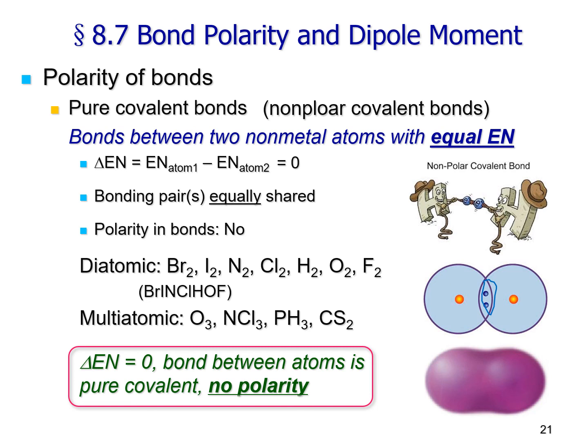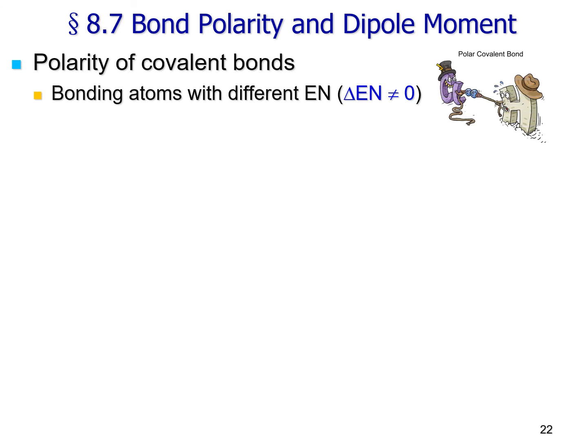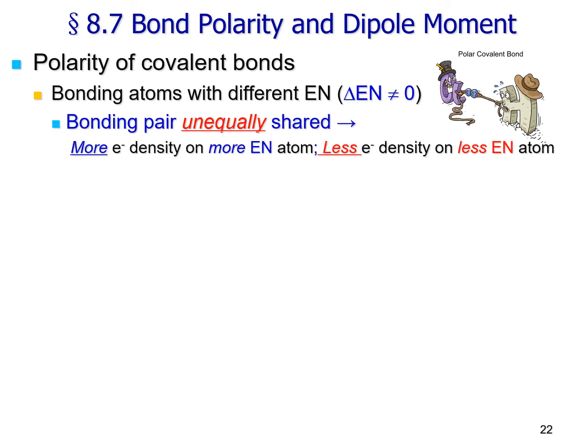And of course, we could have a bond where the bonding pair is no longer equally shared, like chlorine and hydrogen. Chlorine, hydrogen, 2 different elements, and we know for sure they have different values of electronegativity, meaning there's a non-zero difference in electronegativity between the bonding atoms. Since it's not zero, the bonding pair is no longer equally shared.